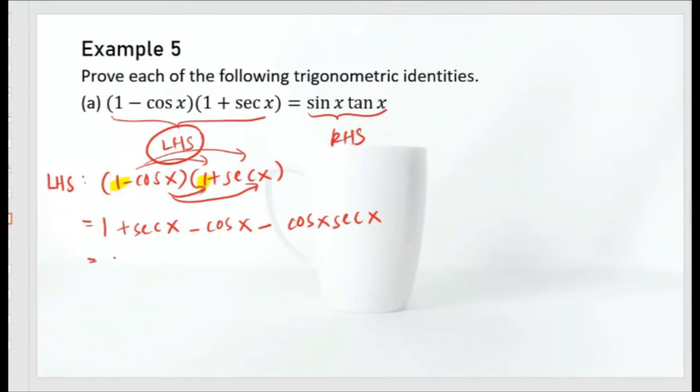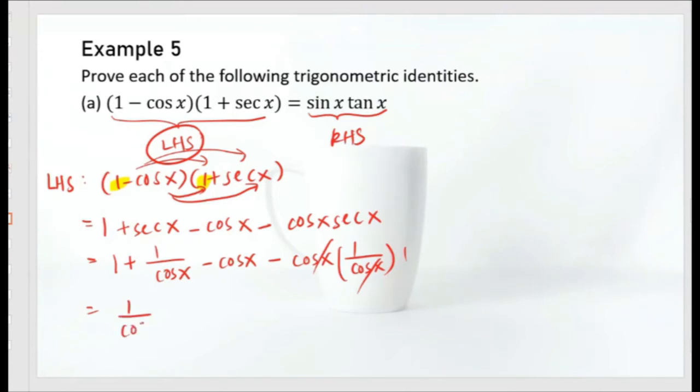Then 1 plus secant, minus cos. Secant we change to cos: 1 over cos x minus cos x. Okay, this one cos x times secant, 1 over cos x, so this one can simplify and become 1. So you get 1 over cos x minus cos x. 1 minus 1, no more. So you get 1 over cos x minus cos x.